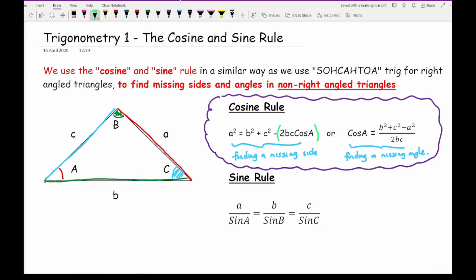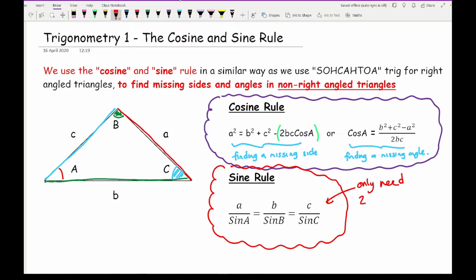Now moving on to the sine rule, here we've got three fractions. What you generally find is that one of those letters is going to be the thing that you're trying to find, whether it be lowercase a or capital A, lowercase b or capital B, or lowercase c and capital C. In this, you're only ever going to need two of these fractions.